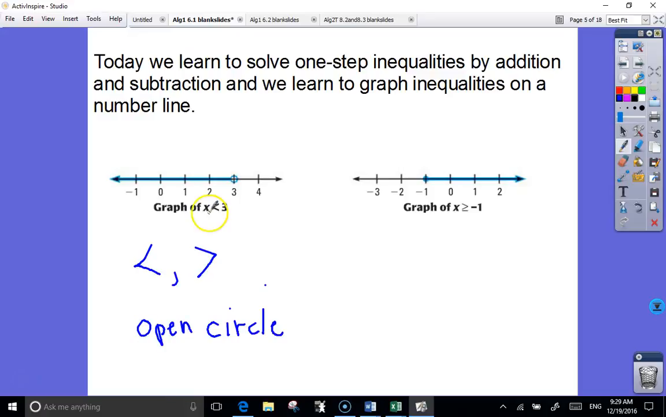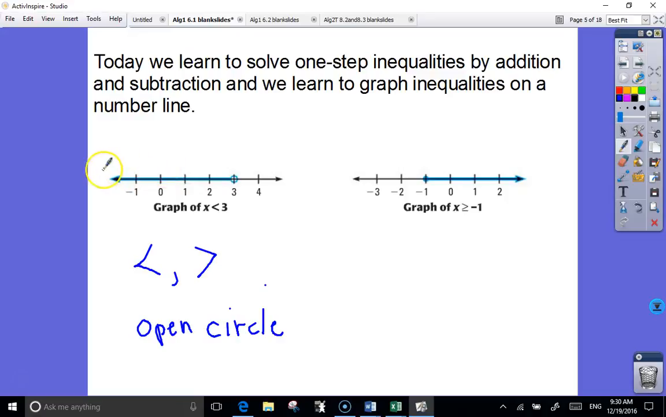Now, the variable is x. You could think of the x as saying the shading is less than 3. On the number line, where do you find lesser numbers? To the left or to the right? To the left. So the shading is to the left of 3. That's why the shading is over here.